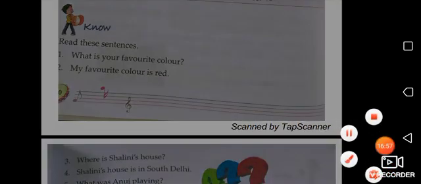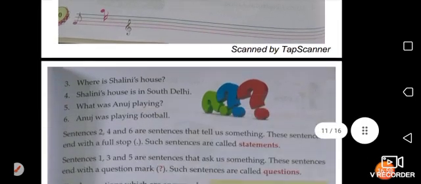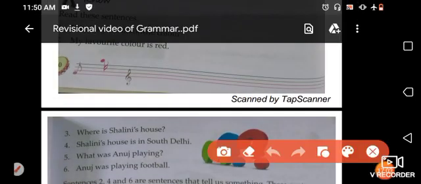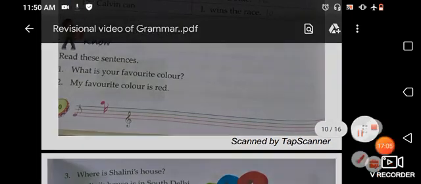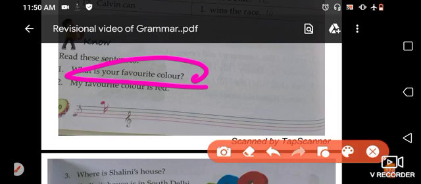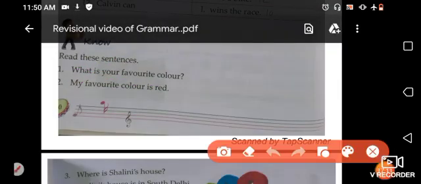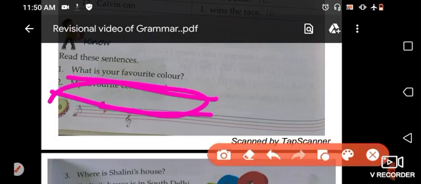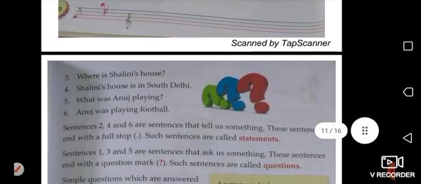Read the sentences. Okay. So here you have to read the sentences. First one is: what is your favorite color? This is a question to you. What is your favorite color? Okay. Second one is: my favorite color is red. The answer of the question is: my favorite color is red. You can give the answer like this.